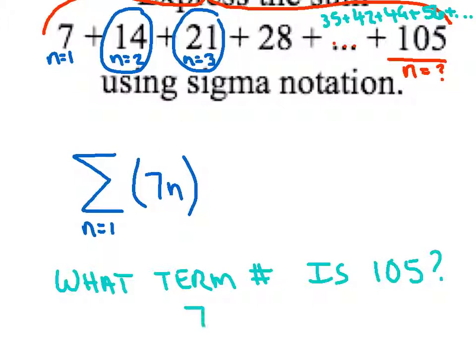Just take the formula that you just wrote, the 7n, set it equal to 105, and solve for n. If you divide that 7 over, okay, you're going to get 15. So that means the 105 is the 15th term, and that's how many terms we want to add up total together. Again, if the last 3 were extra difficult, I don't want you to sweat it.